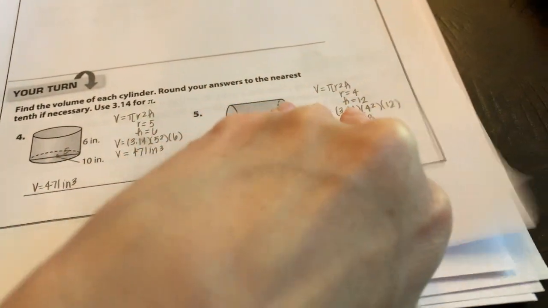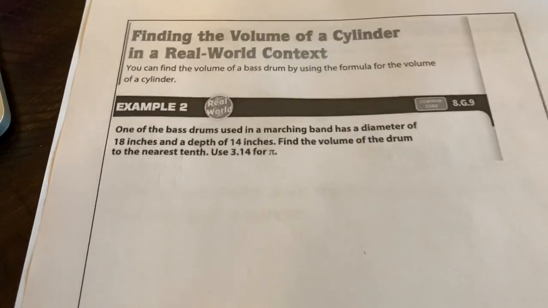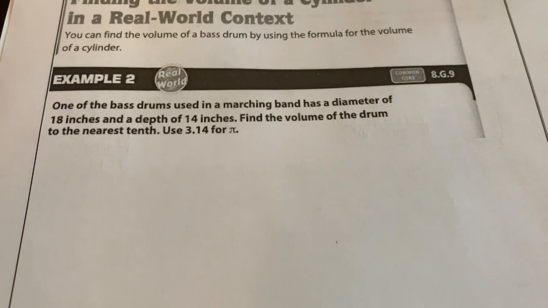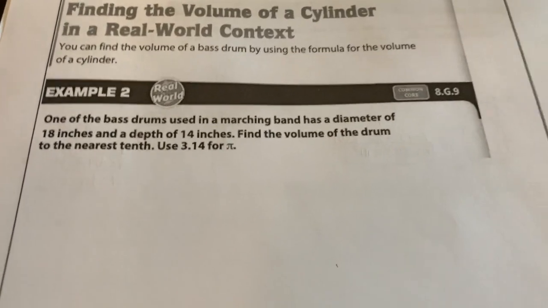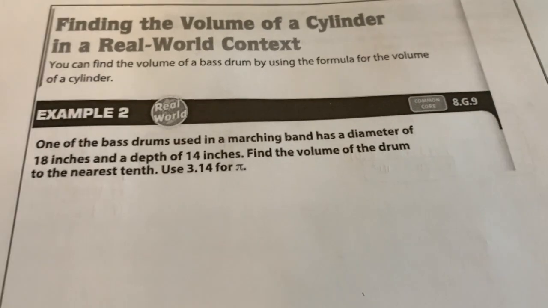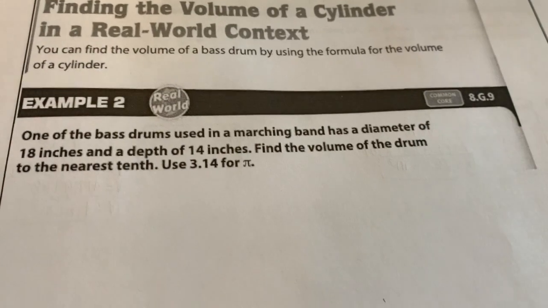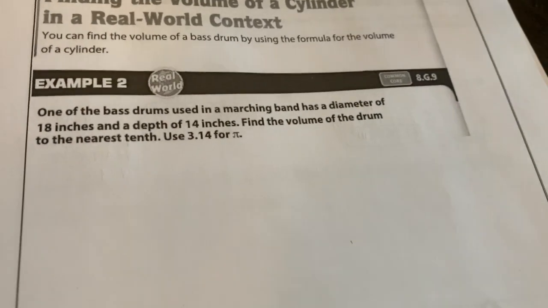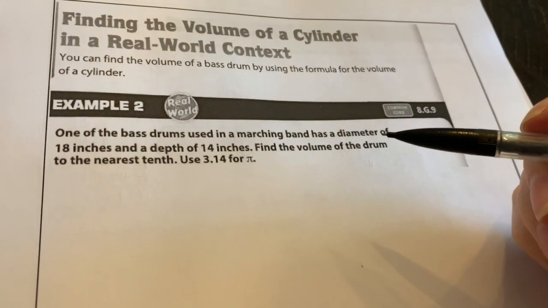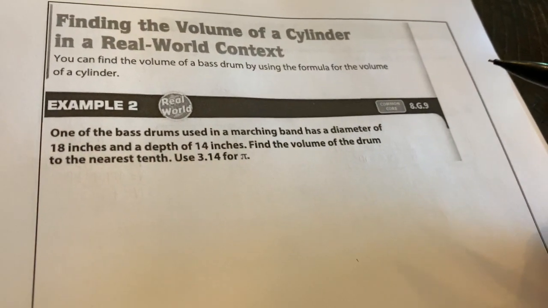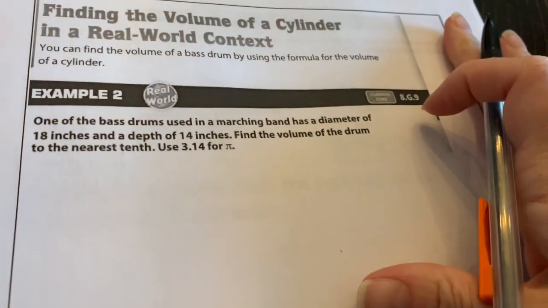Okay, to finish up, we're going to look at an example where we're finding the volume of a cylinder that's in a real world context, which you will see on your homework. So the example we have here is finding the volume of a bass drum by using the formula for the volume of a cylinder. One of the bass drums that's used in a marching band has a diameter of 18 inches and a depth of 14 inches. Find the volume of the drum to the nearest tenth and use 3.14 for pi.